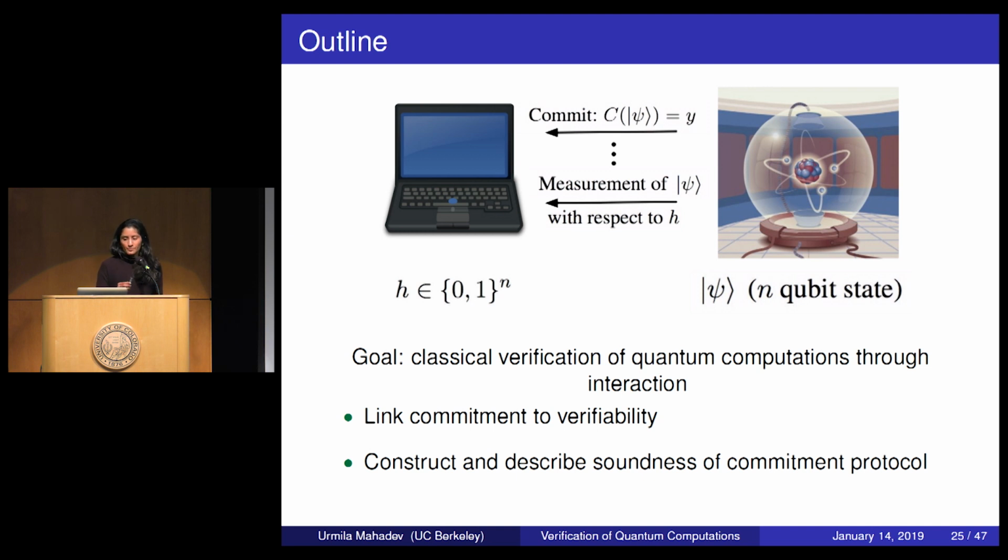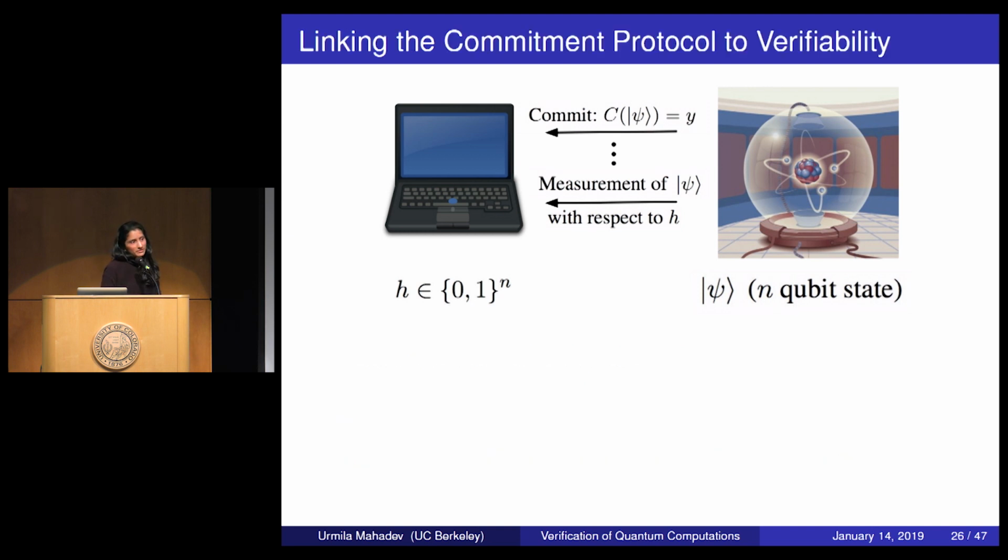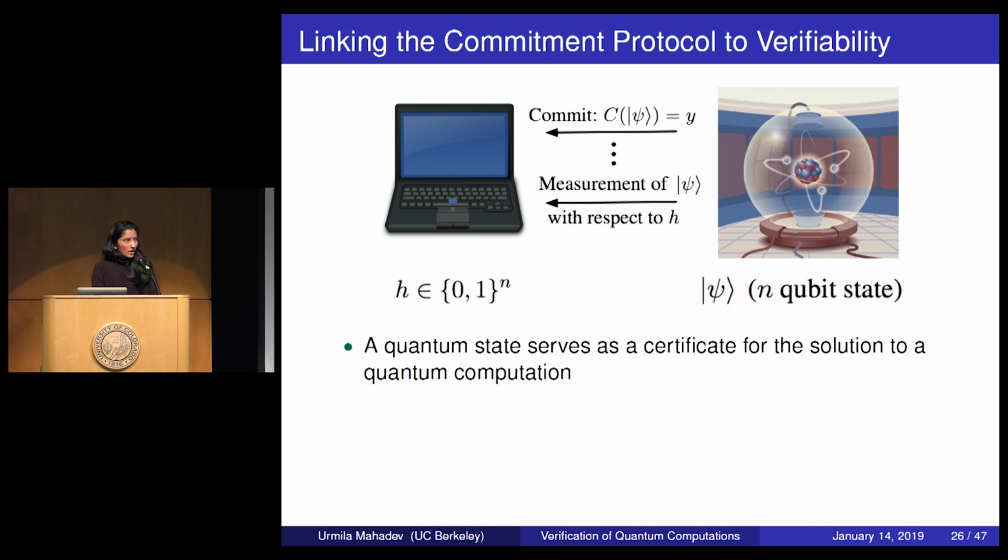Okay, so for this first step, to link commitment to verifiability, let me first give you a very high-level picture, and then I'll fill in all the details. So here's the reason. A quantum state serves as a certificate to the solution to a quantum computation. And the certificate is verified just by measuring it. So this is the rough idea. Measurements of a quantum state serve as a certificate. What this protocol is providing is measurements of a quantum state to the verifier. So now let's fill in the details.